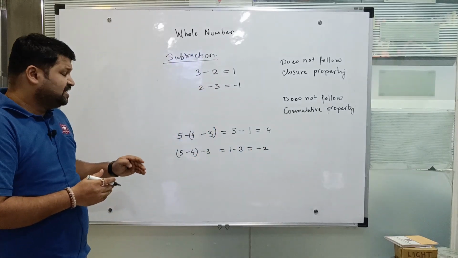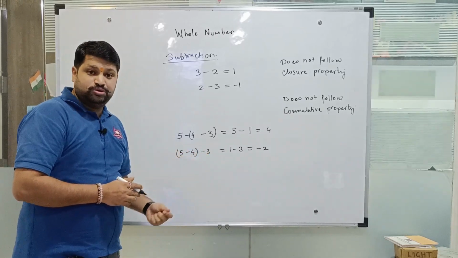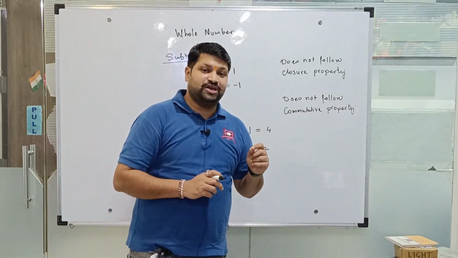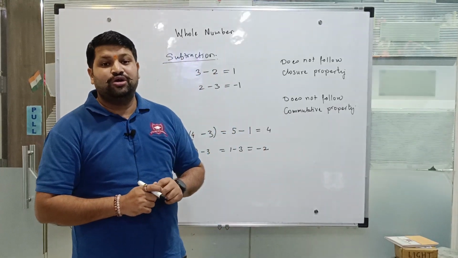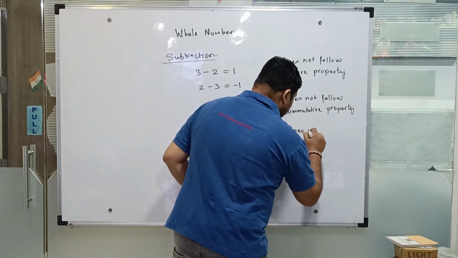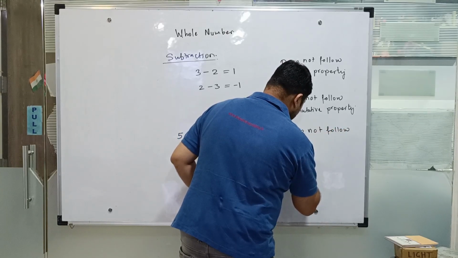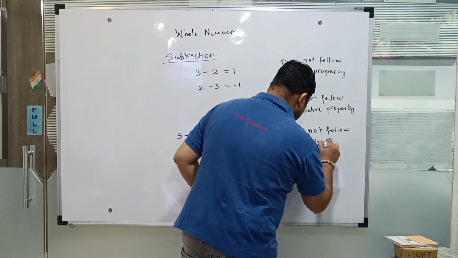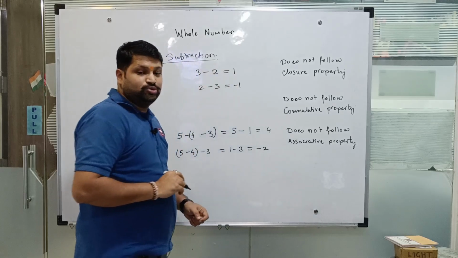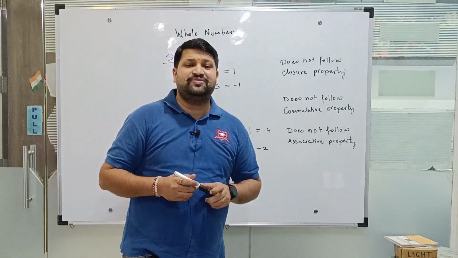So as we can see, we get two different numbers after we just interchange the groups, with which we can conclude that subtraction of natural numbers does not follow associative property. Now, do we have a subtractive identity?